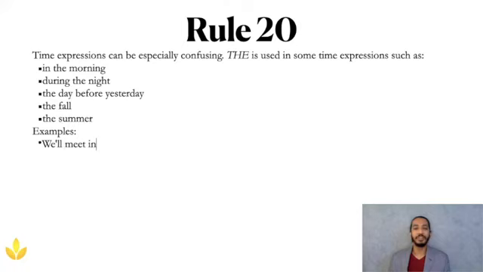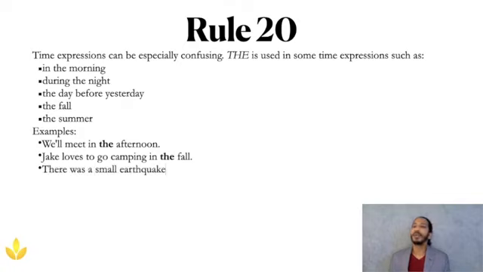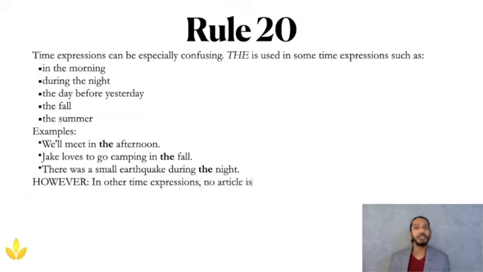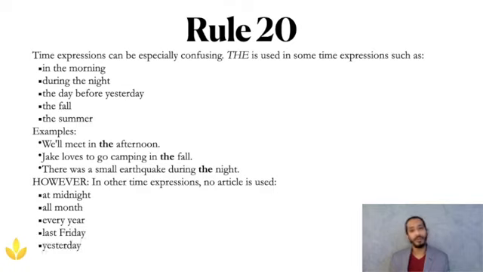We'll meet in the afternoon. Jake loves to go camping in the fall. There's a small earthquake during the night. However, in other expressions, no articles are used. What are those? At midnight, so a very specific time, at midnight. All month. Every year. Last Friday. Yesterday. Tomorrow.